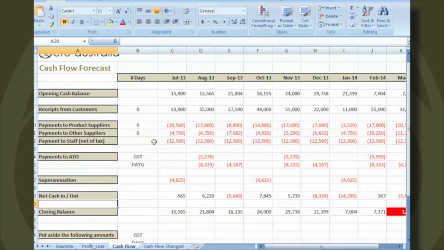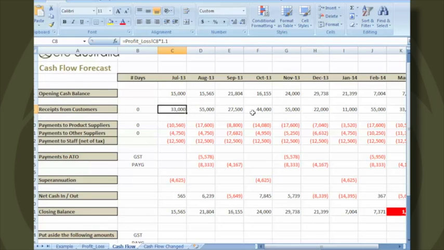question. So to start with, the most important thing here, obviously this is a number you're probably very familiar with, which is what your cash balance was at the start of the period. So that's your opening balance there, that $15,000 on the 1st of July 2013.